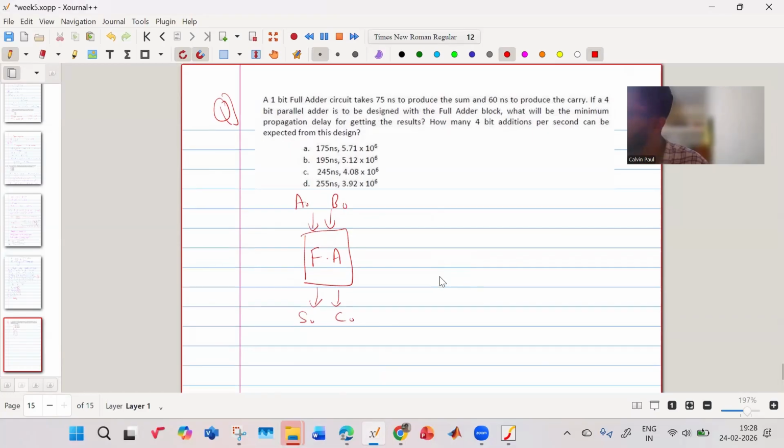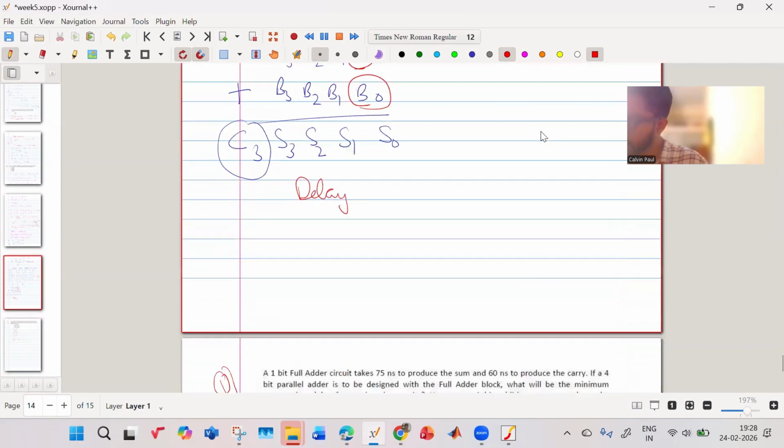So it also has a carry in, okay? Produce the sum takes 75 nanoseconds. Okay, 75 nanoseconds. And to produce a carry, it takes 60 nanoseconds. Okay, produce a carry, it is taking 60 nanoseconds. Now, what does it mean? Like, what does it imply? Let me look into it.